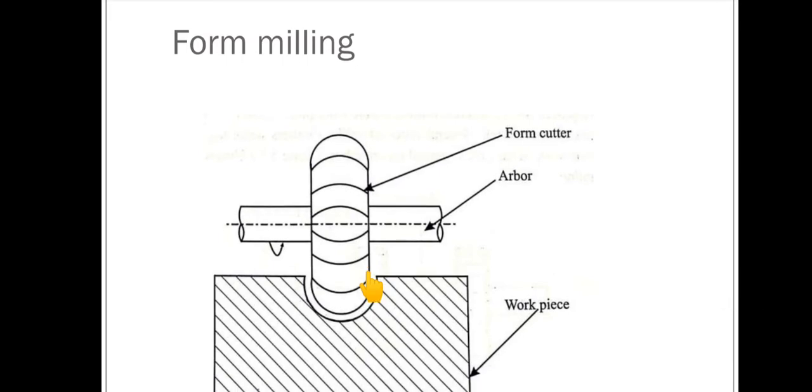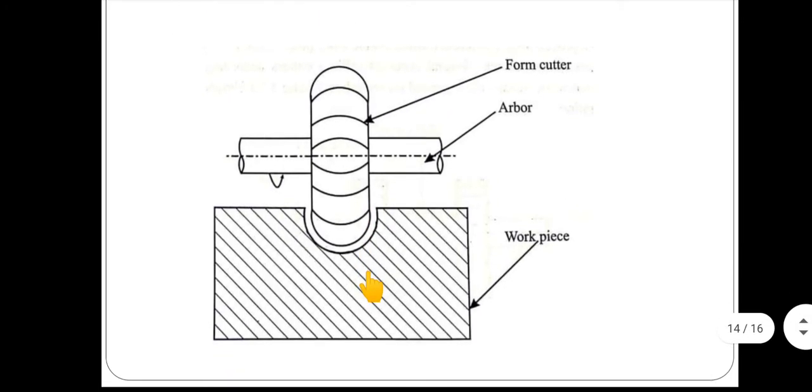Form milling is an operation to get a curved profile or contour, like concave or convex shapes, which we can obtain by using this form milling cutter. You can see here, this is the curved profile which is obtained on the workpiece. This cutter is called a form cutter, again mounted on the arbor. It is performed using a horizontal milling machine.